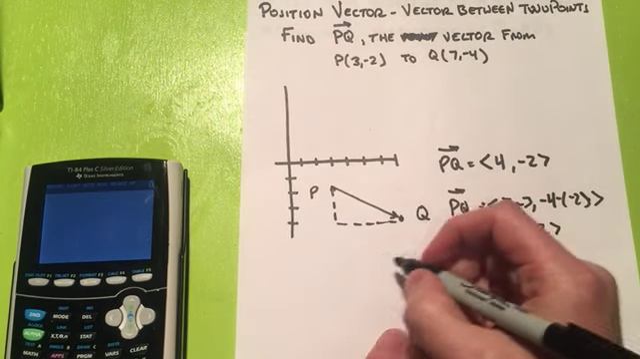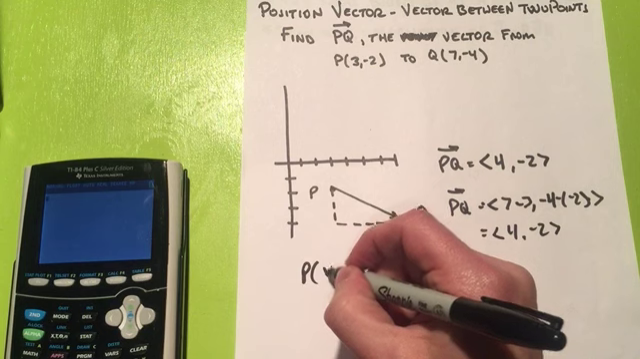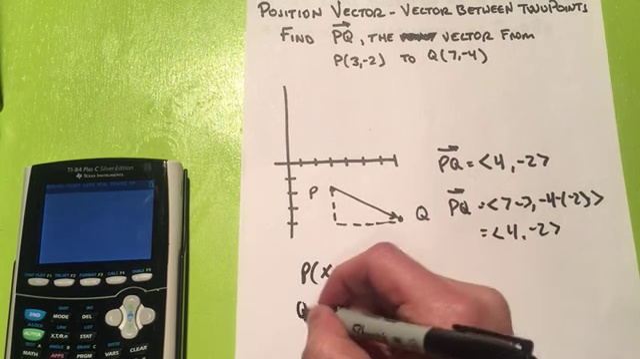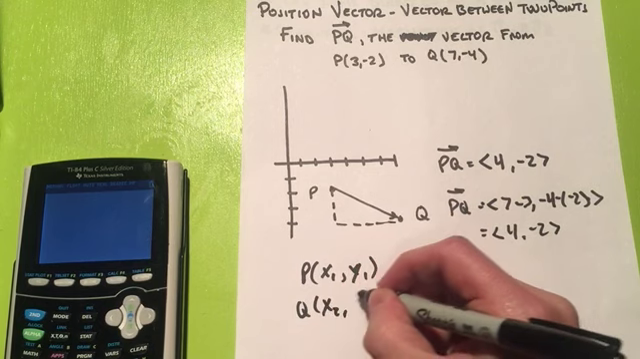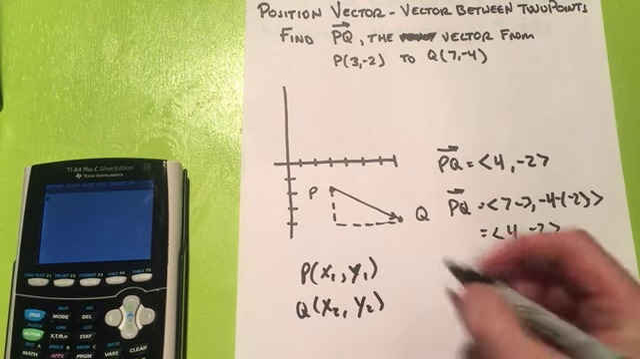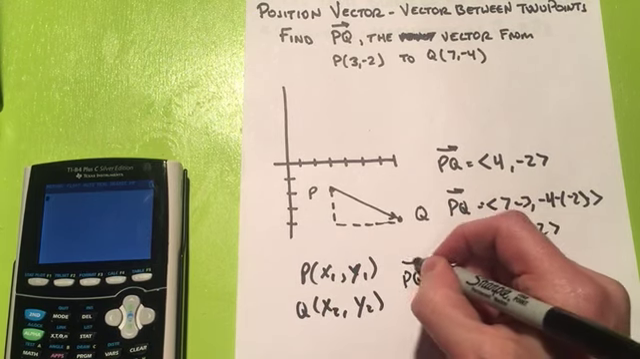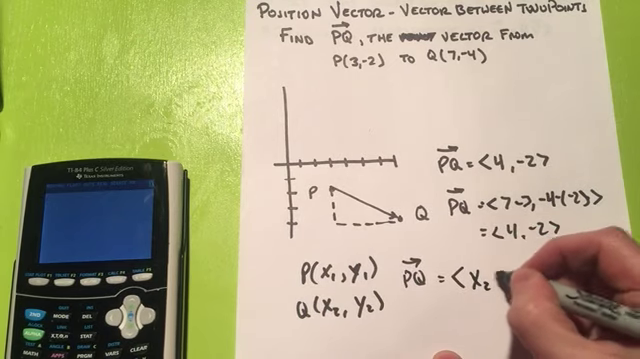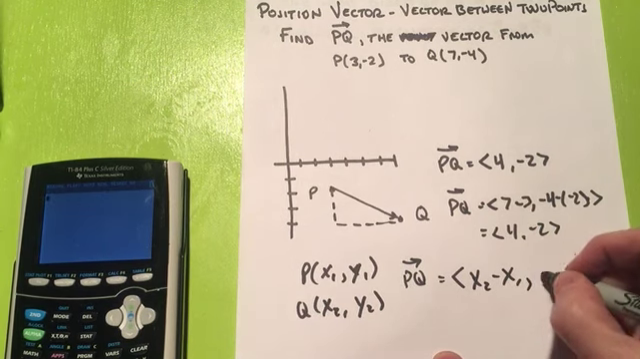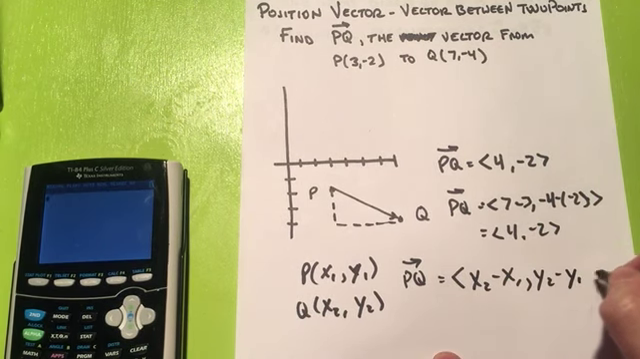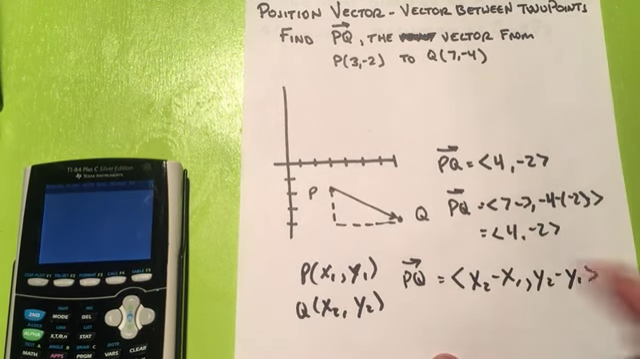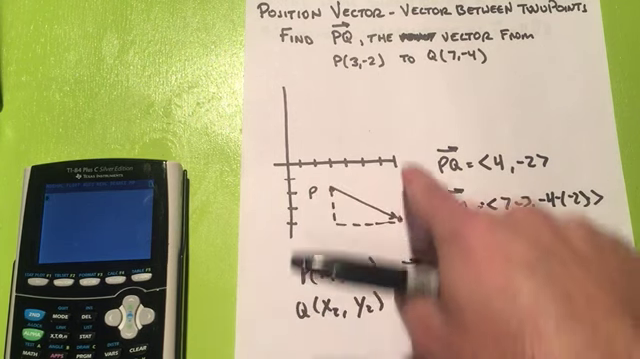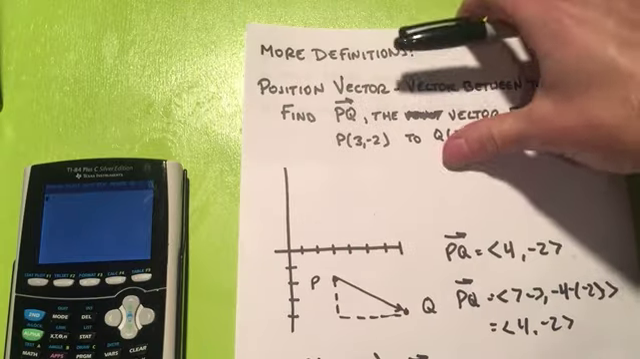In general terms, given 2 points, x1, y1, and Q, x2, y2, position vector from P to Q is going to be x2 minus x1, y2 minus y1. Position vector. How do you move from one point to another? So what are you moving horizontally? What are you moving vertically?